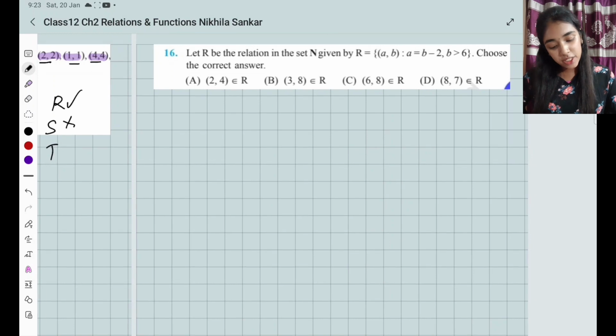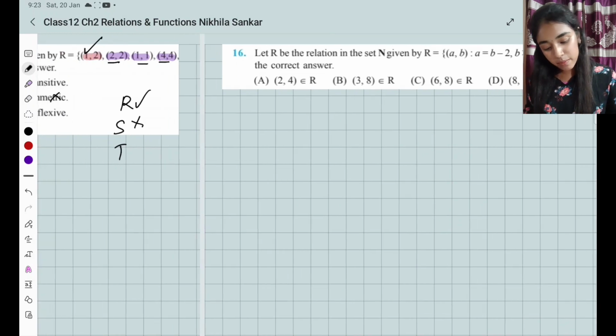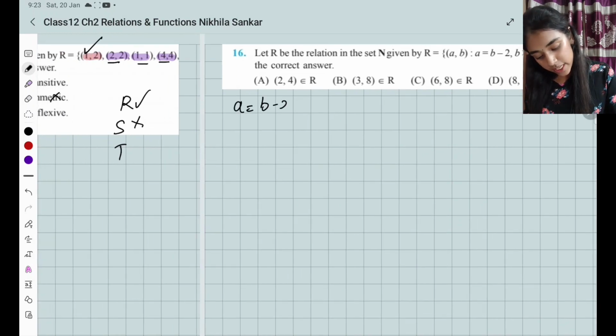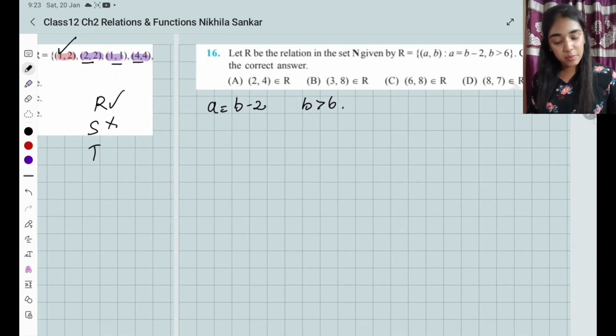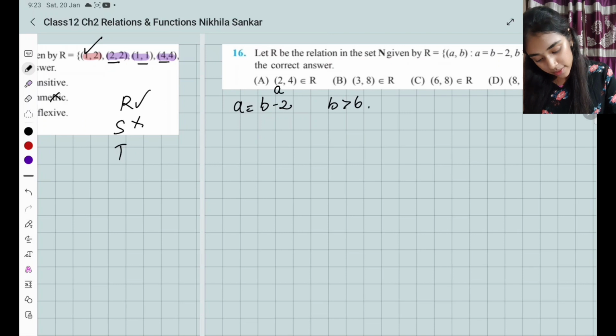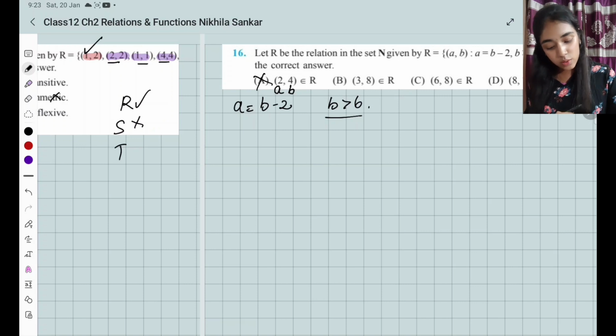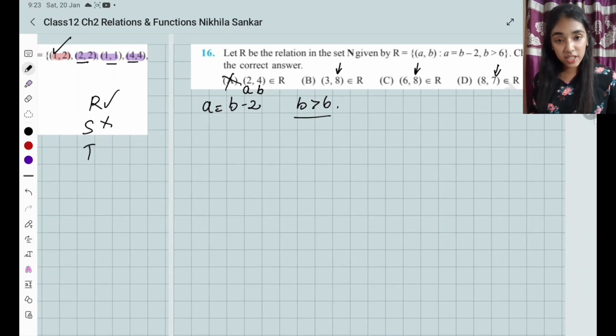Last and final question of the exercise. R be the relation a comma b where a equals b minus 2. So you have a equals b minus 2 where b is greater than 6. Choose the correct answer. If b is greater than 6 na, this is going to be the value of a, this is going to be the value of b. So இப்போ இதை check பண்ணணும். So b ஓட value is greater than 6 na, you can rule out this option. இந்த இடத்துல b is 8, 8 and 7. So you can check for these options.